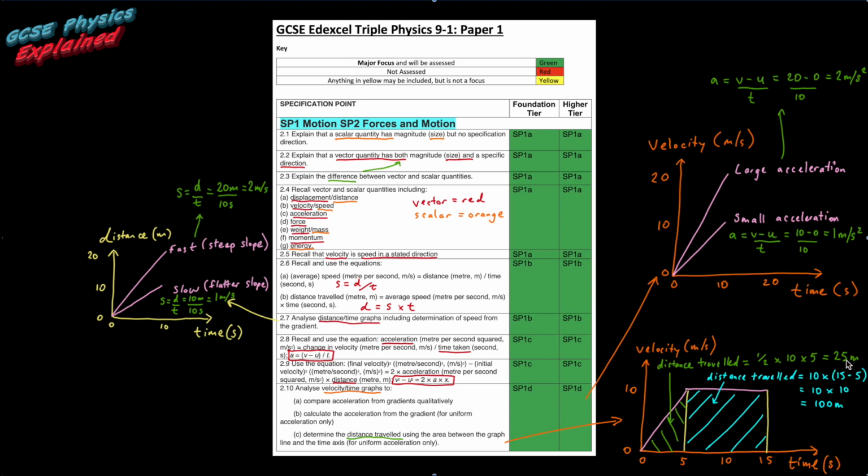and that comes out as 25. For this section here, where there is no acceleration, rather we've got a constant speed of 10 meters per second, the area under the graph this time forms a square or a rectangle. So you just do the base times the height to get the area. The height is 10 and the base goes from 5 to 15, which is also 10, and so 10 times 10 is 100 meters.